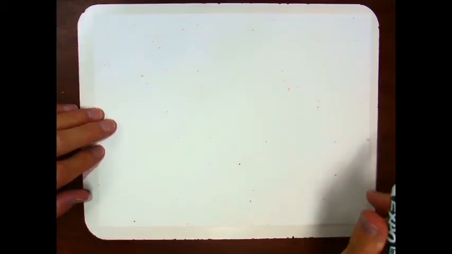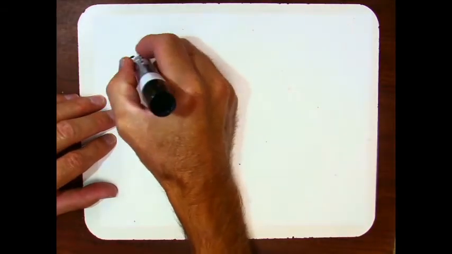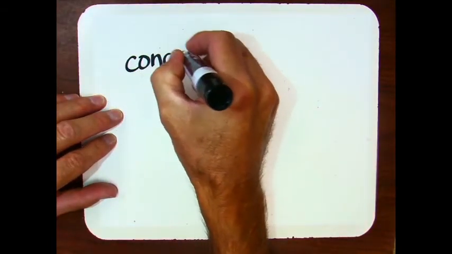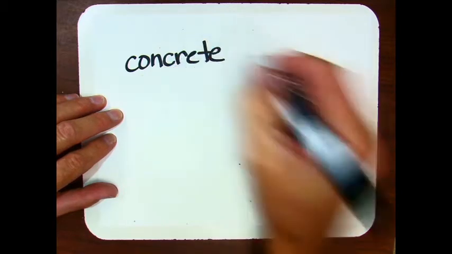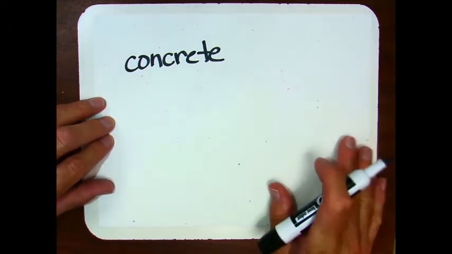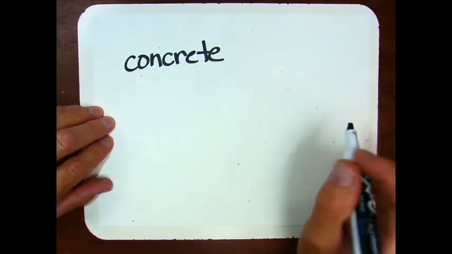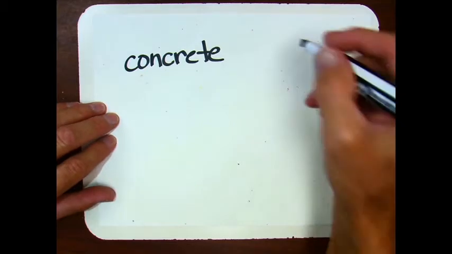I'm going to go over some simple vocabulary, and it's only going to be 2 words. First word is concrete. You may know concrete from what you see on the sidewalks or what they pour for foundations for homes. This actually has a couple meanings. We're going to use a mathematical meaning for this.